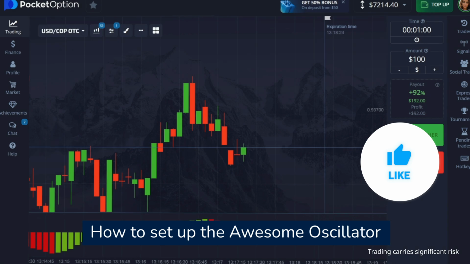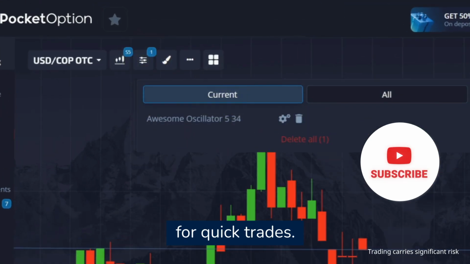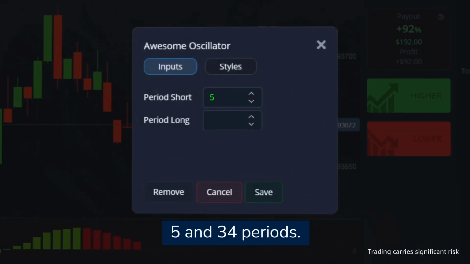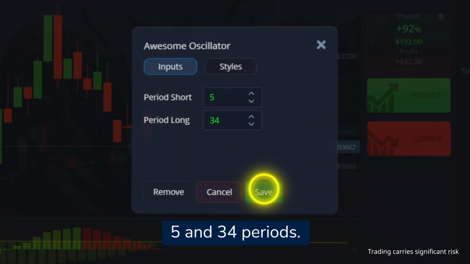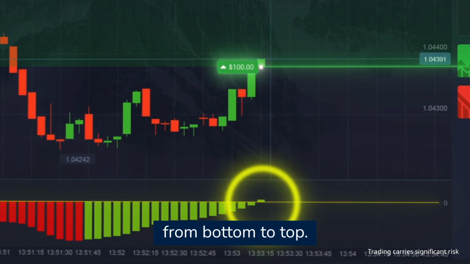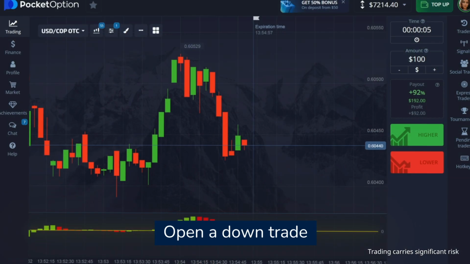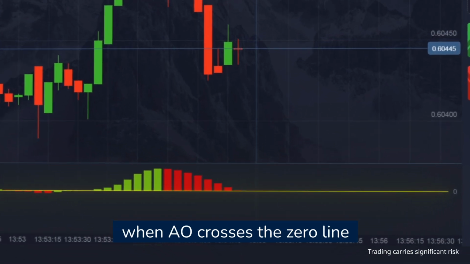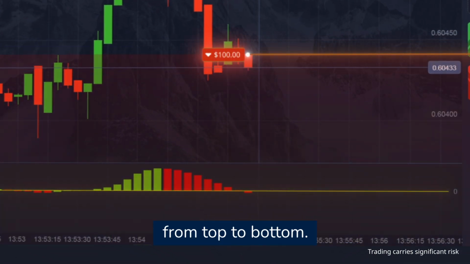How to set up the Awesome Oscillator for quick trades. Set the default parameters 5 and 34 periods. Open an up trade when the AO crosses the zero line from bottom to top. Open a down trade when AO crosses the zero line from top to bottom.